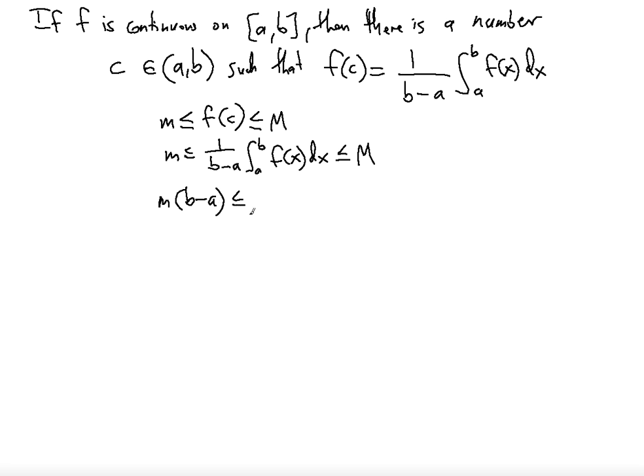Small m times b minus a is less than or equal to the integral from a to b of f of x dx, which is less than or equal to capital M, the maximum value, multiplied by b minus a. Now as you know, this will help us determine possible values of the integral.